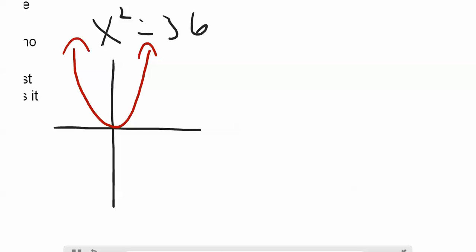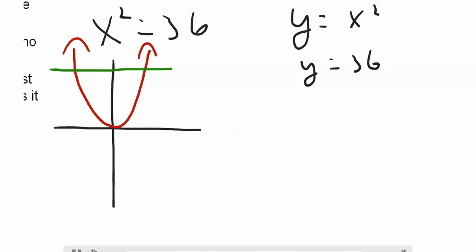If you think about the right side, let me write off to the side here. You could basically think of one function being y equals x squared, and another function being y equals 36. Now y equals 36 is a horizontal line that crosses right here. Here's your y equals 36 function, and this is your y equals x squared function. Now you can see that it crosses here and here.